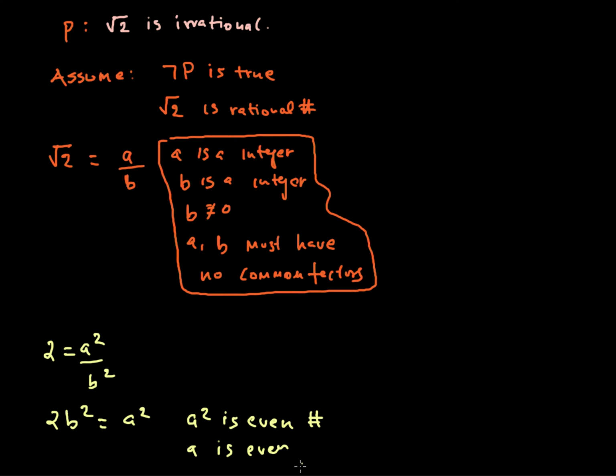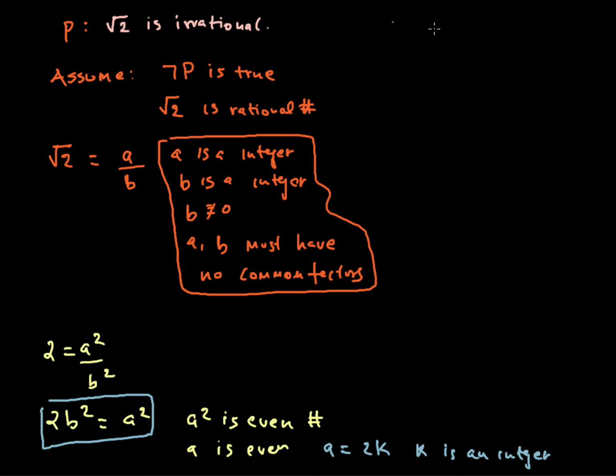So again, look at one of my last videos where I've proved the theorem that if a square is an even number, that also implies a is even. But if a is even, then a can be written as 2 times some integer k, where k is an integer, because every even number can be written as 2 times some integer. So if a can be written as 2k, let's take this a, which is 2k, and plug it in this box here.